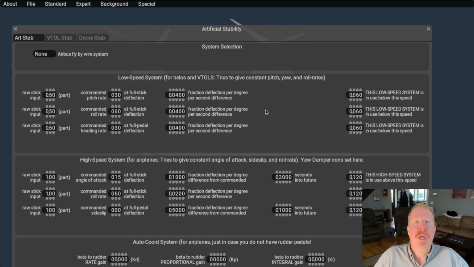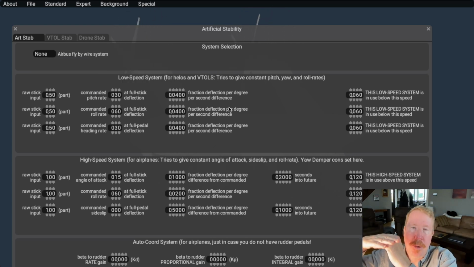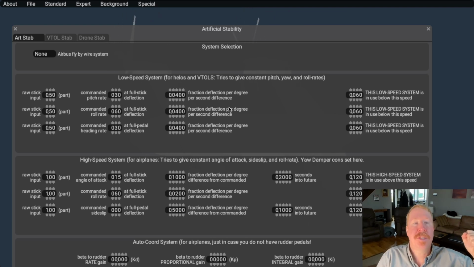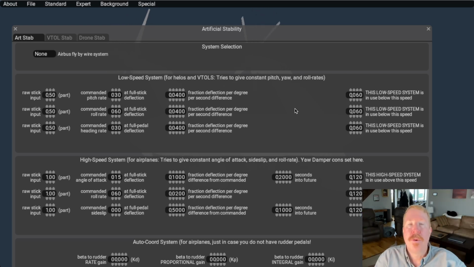It's 1.2. So in other words, there will be 120% control deflection added when you pull the stick all the way back in hover. Now, you cannot exceed 100% control deflection. That's going to get capped at 100%. But what that means is if you jam the stick all the way back in this airplane, it's going to go full scale nose up elevator. Ditto that with roll rate and heading rate.